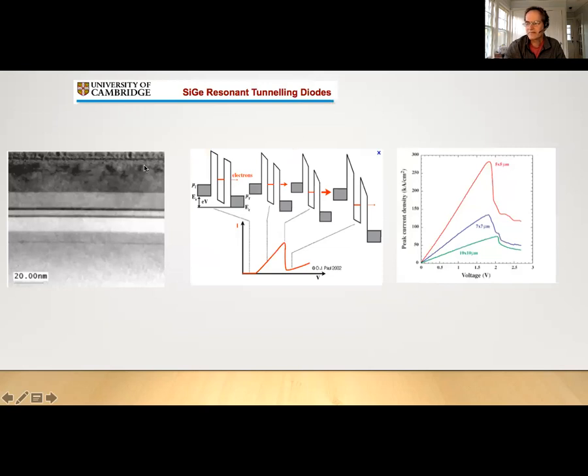Here's some recent data. Here's a double barrier structure. Here's an electron microscope image showing the two barriers in our thin film structure. And then here's a current-voltage characteristic for this device. You see a sharp peak, and the current drops rapidly on either side of the resonance peak. Okay, this work was done at the University of Cambridge.